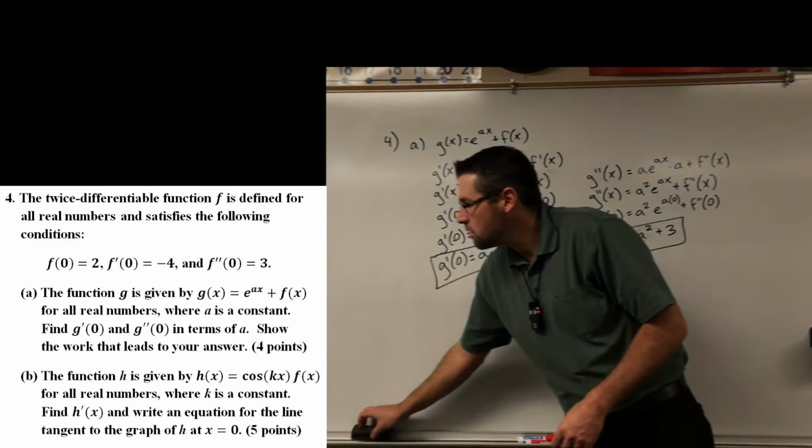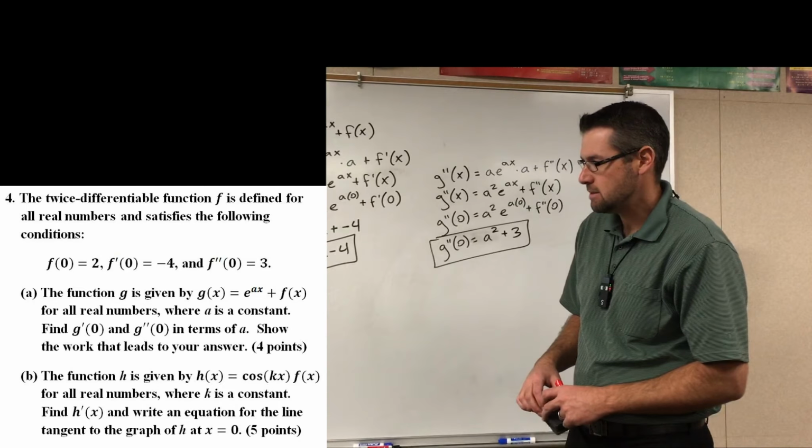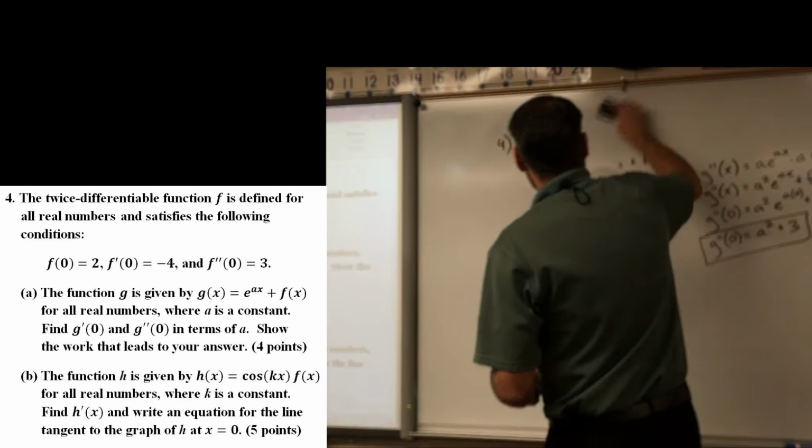All right, part B. The function h is defined by that for all real numbers, where k is a constant. Find h prime of x. Write an equation for the line tangent. There, I was right about the tangent line somewhere.